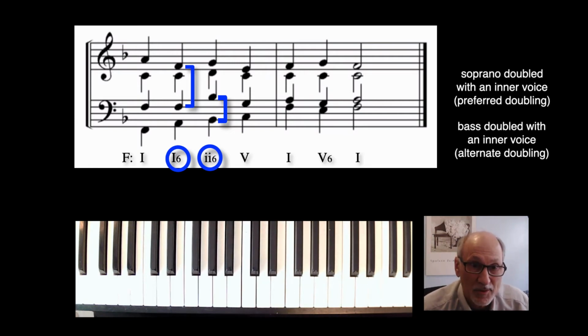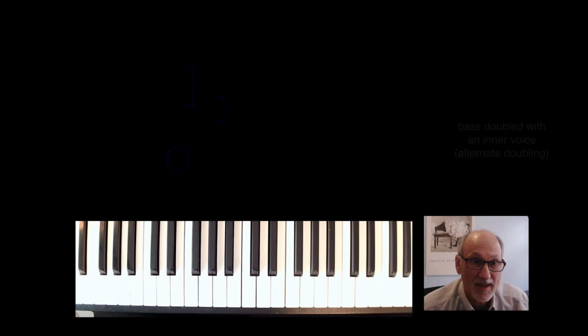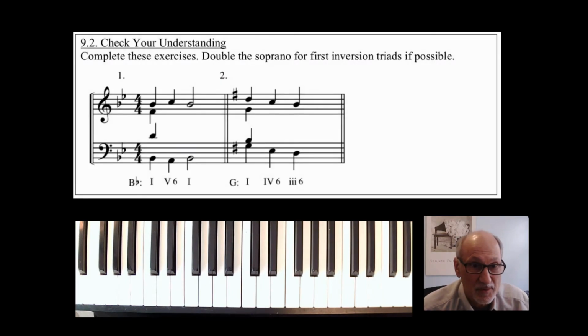So here, you get to try a few and check your understanding 9.2. Notice the first one shouldn't cause you any trouble because that's just 1 first inversion chord. Go ahead and double the soprano. But that second example might be a little troublesome because there are 2 first inversion chords in a row, and you might not be able to double the soprano on both of those.